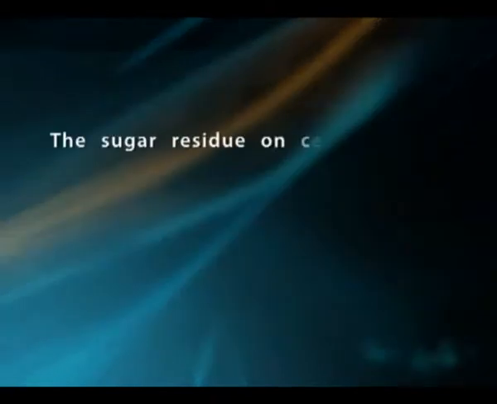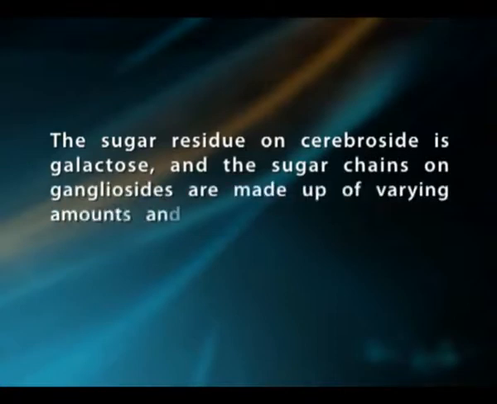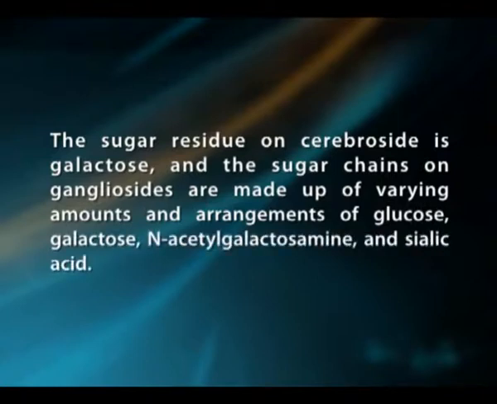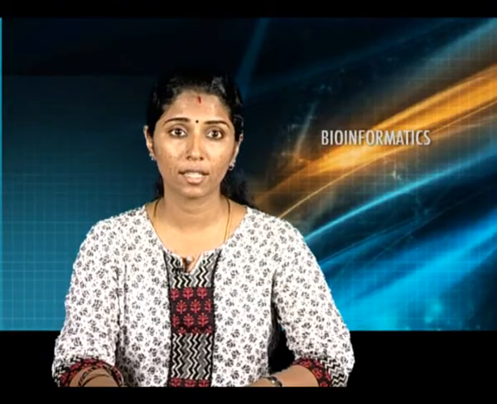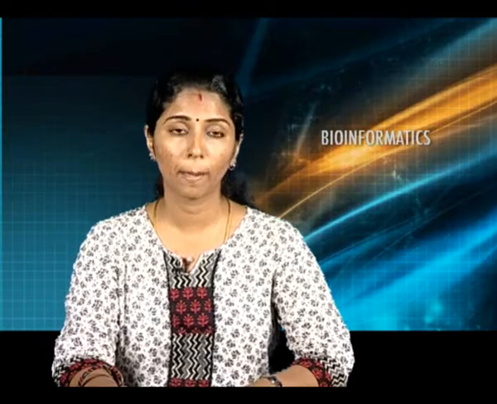The sugar residue on cerebroside is galactose, and the sugar chains on gangliosides are made up of varying amounts and arrangements of glucose, galactose, N-acetyl galactosamine and sialic acid. The fatty acyl chains can vary in length and in the number and position of double bonds.